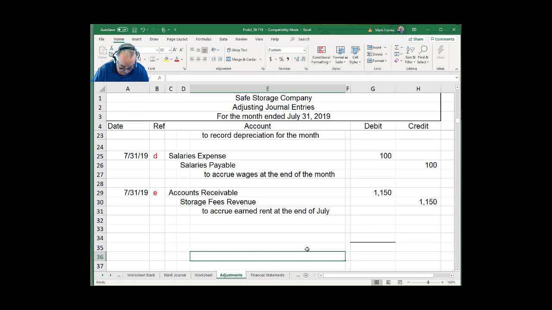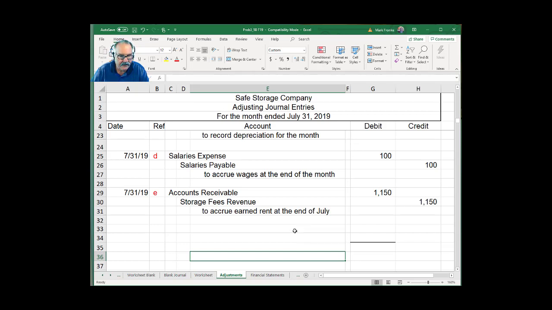And then at the end of the month, the company had earned $11.50 of storage fees that they hadn't billed to their tenant. So we debit accounts receivable for $11.50 and credit storage fees revenue. This is an accrual of revenue. We will get paid in the future, but we've already earned the money because of the month of July.